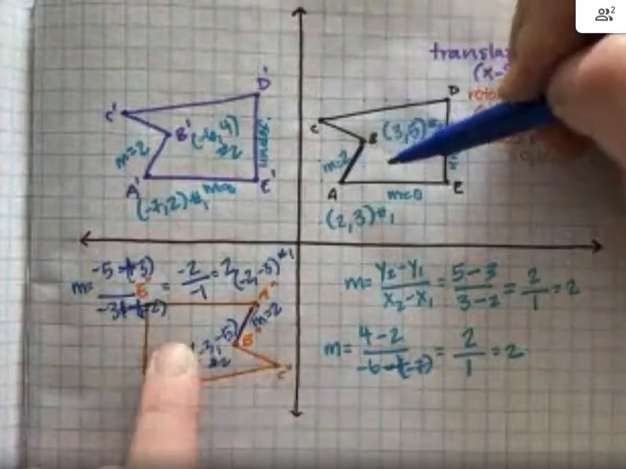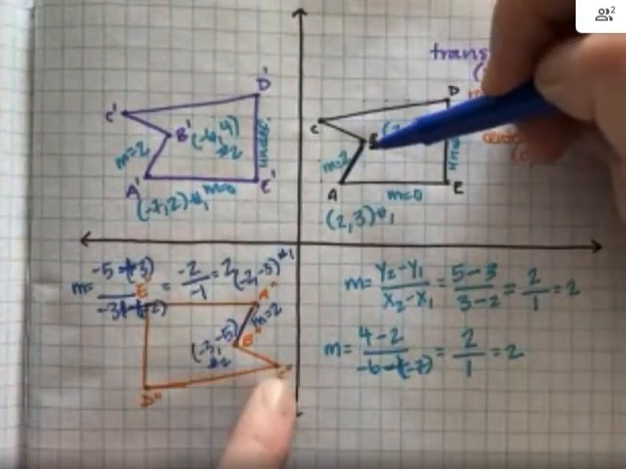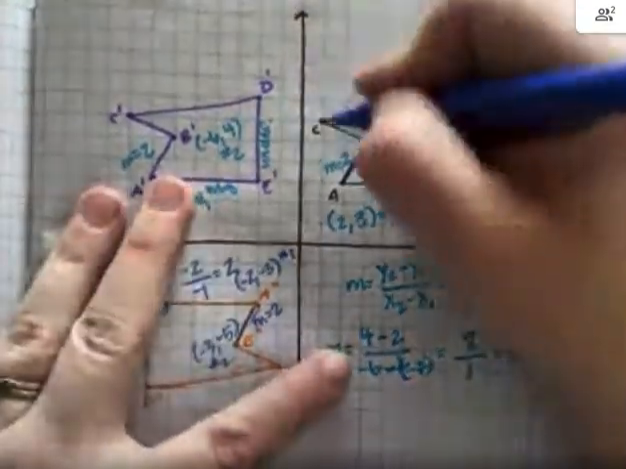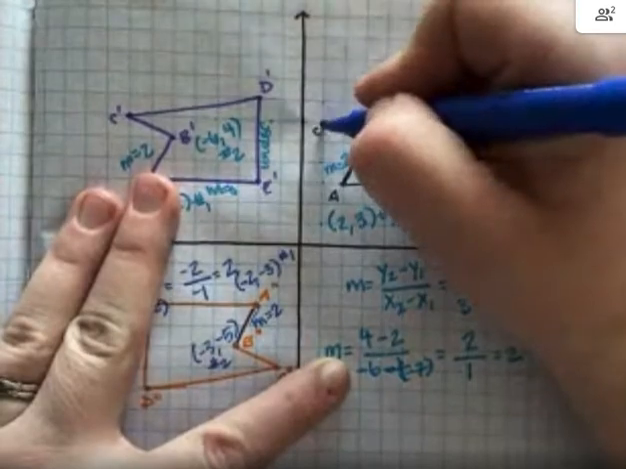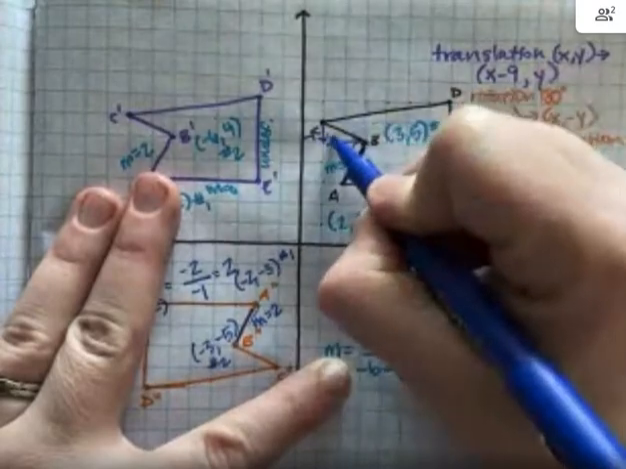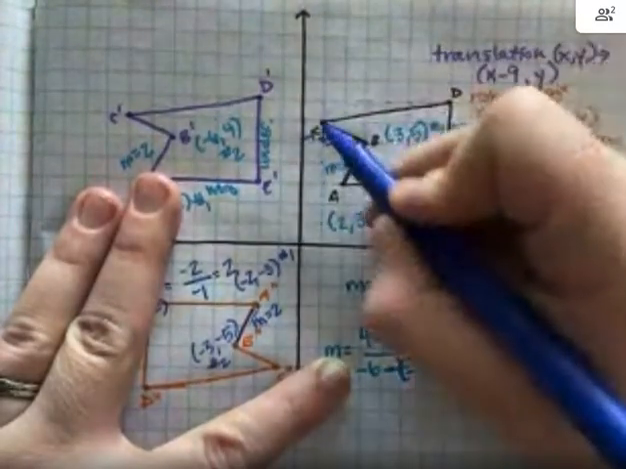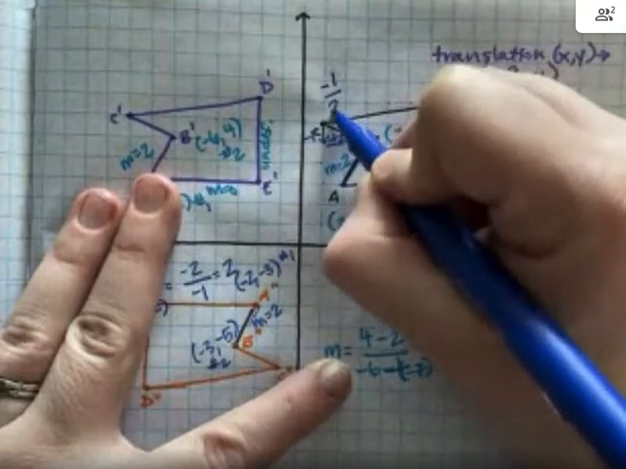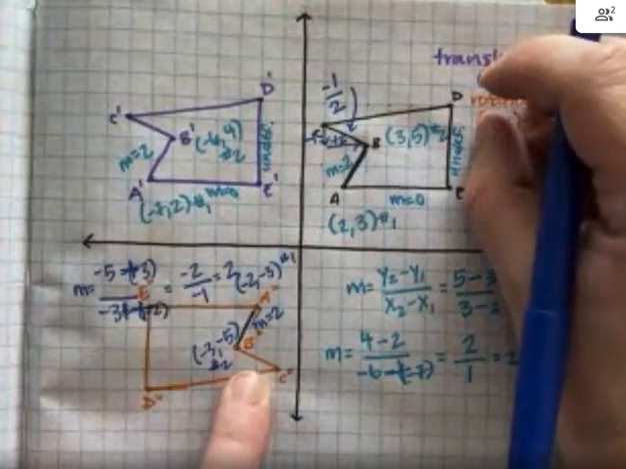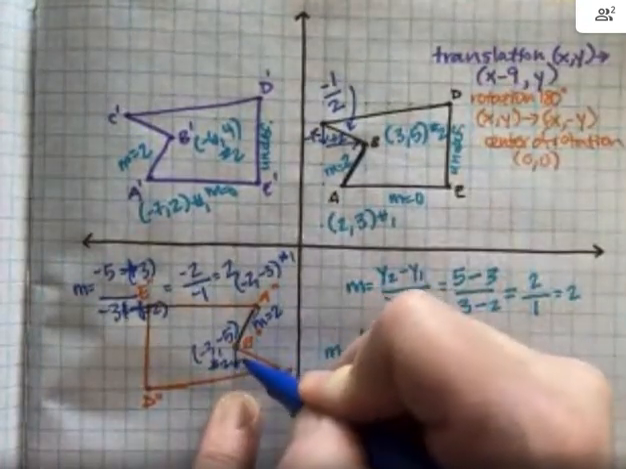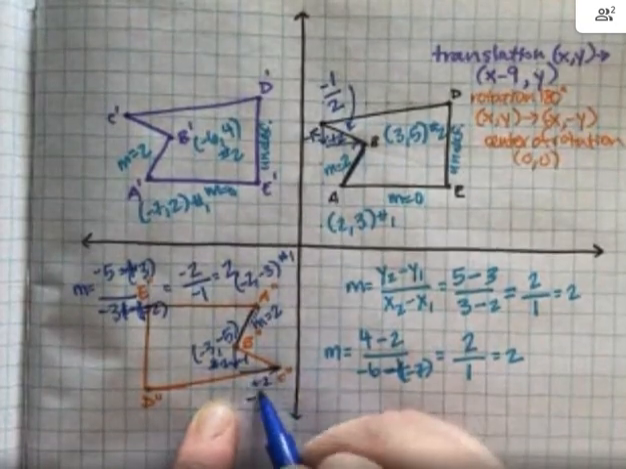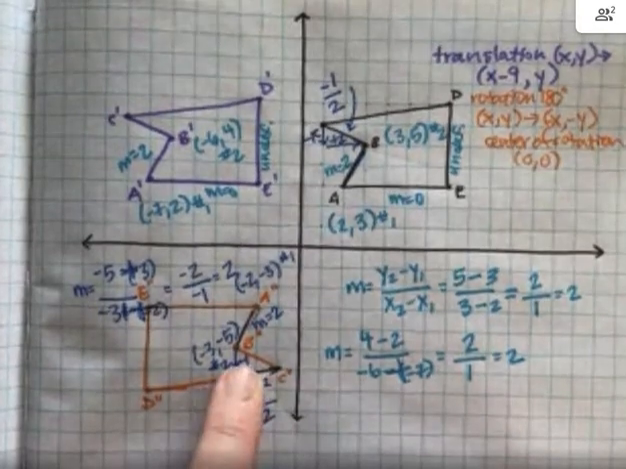So let's see if some of these others have the same slopes. Let's look at CB versus C prime B prime. This time, I'm going to look at slope in terms of rise over run. From C to B, I would have to go down 1 unit, and then to the right 2 units. So my slope here is down 1 over 2. So my slope for CB is -1/2. Let's see if we have the same thing here. I'm going to go down 1 unit, increase to the right 2 units, so -1 over 2. Same slope. Kind of cool.